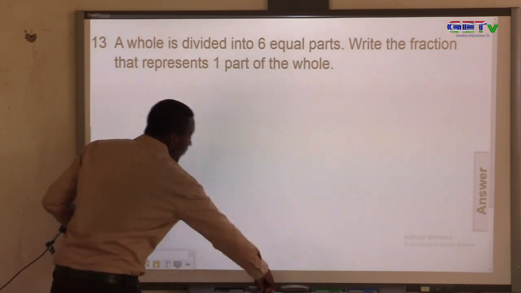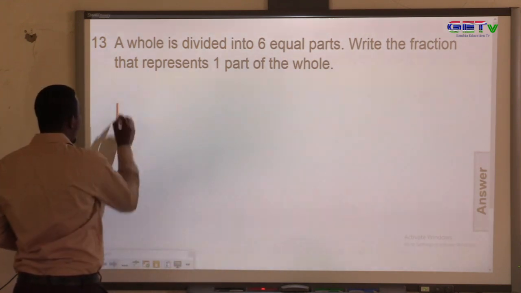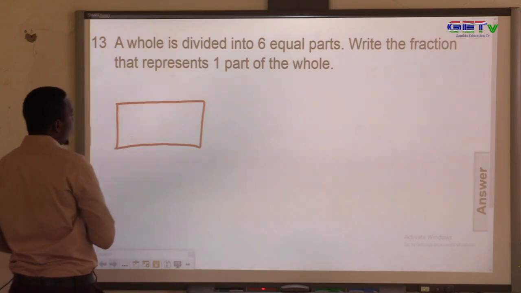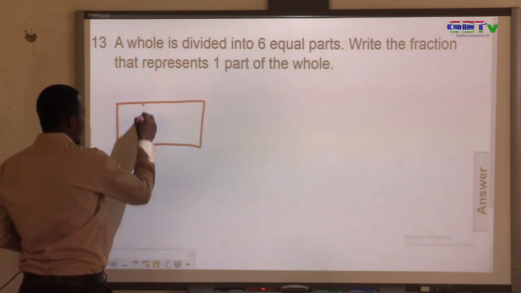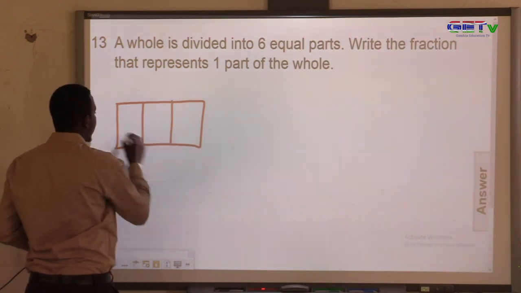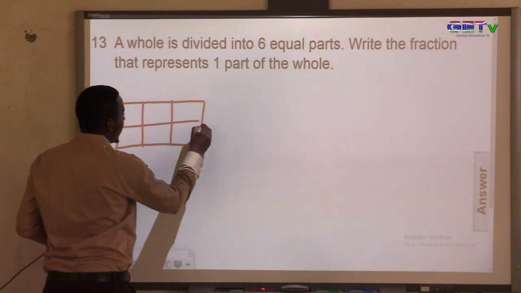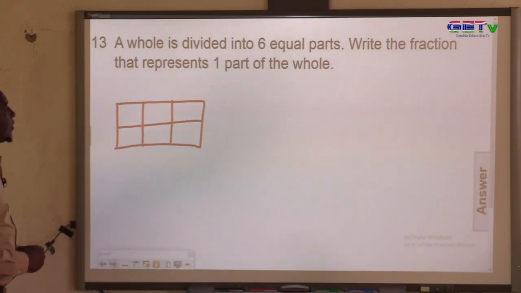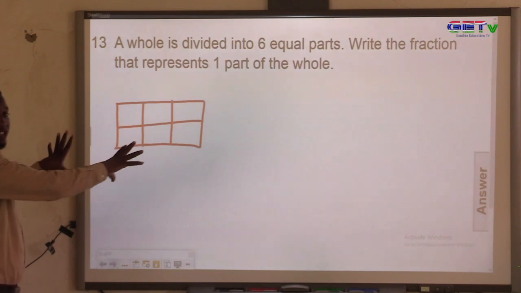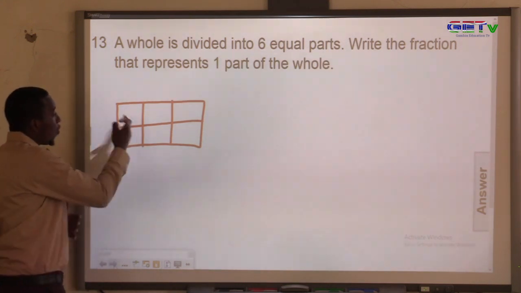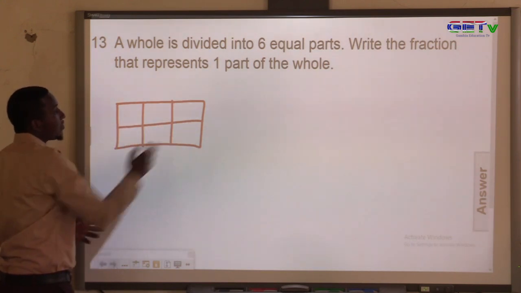We need a whole, and we are going to divide the whole into 6 equal parts. There we have it. We are almost to the answer. Now we have a whole, and we have divided it into 6 equal parts. So can we confirm the parts that we've divided it into? We have 1, 2, 3, 4, 5, 6.